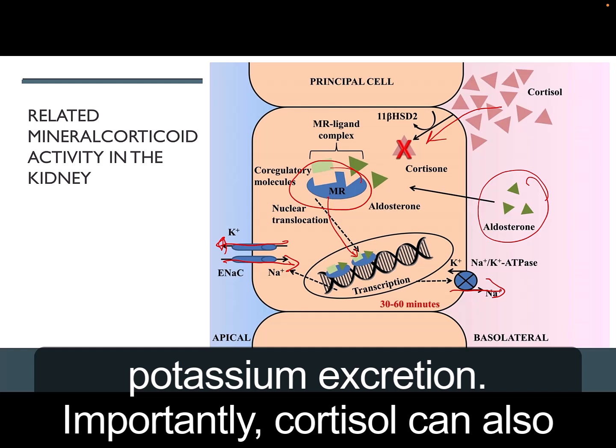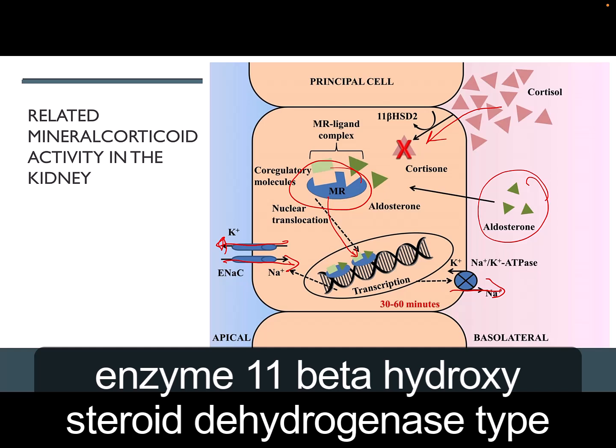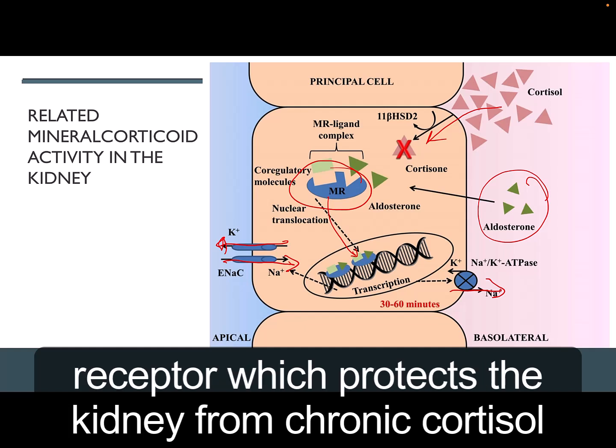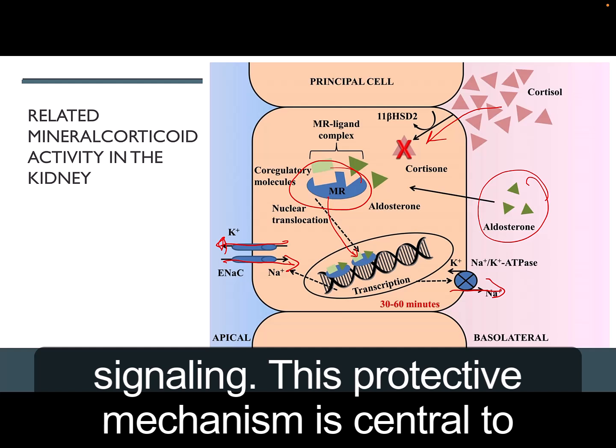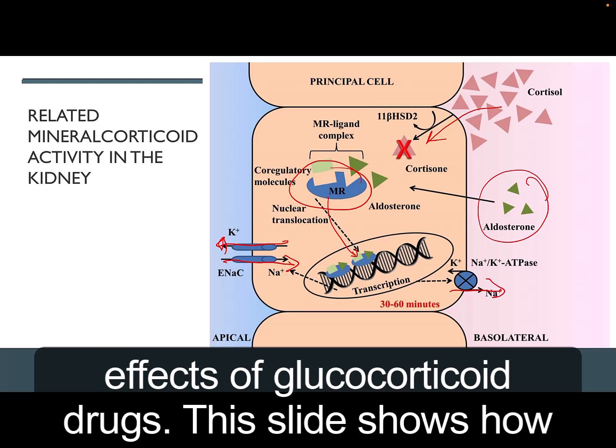Importantly, cortisol can also enter this cell, but it's rapidly converted to cortisone by the enzyme 11-beta hydroxysteroid dehydrogenase type 2. Cortisone does not activate the mineralocorticoid receptor, which protects the kidney from chronic cortisol signaling. This protective mechanism is central to understanding both normal physiology and the side effects of glucocorticoid drugs.